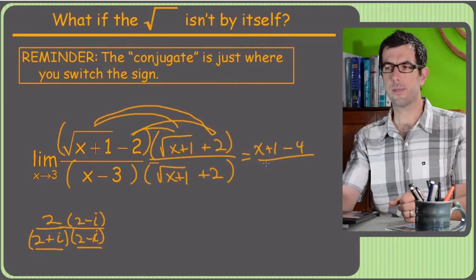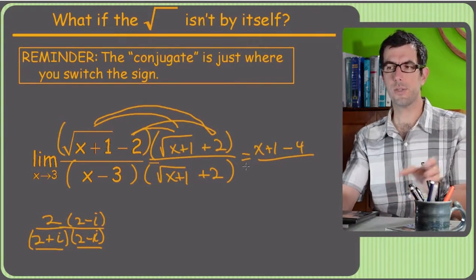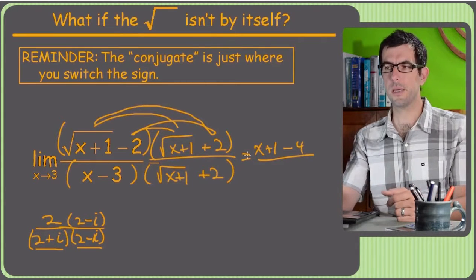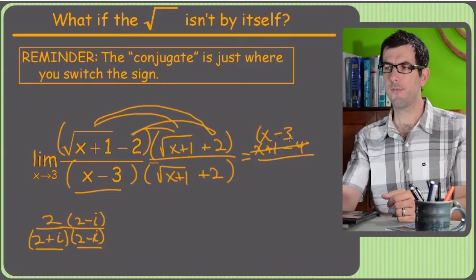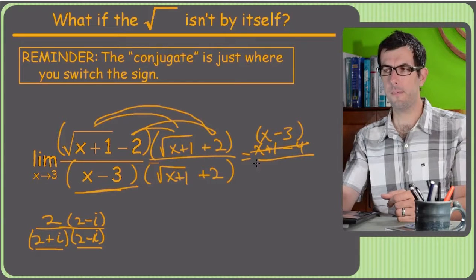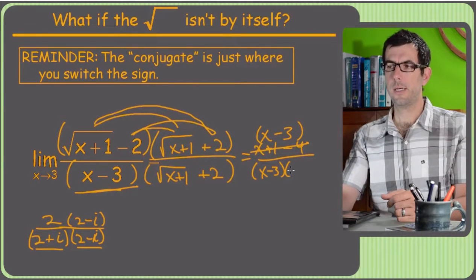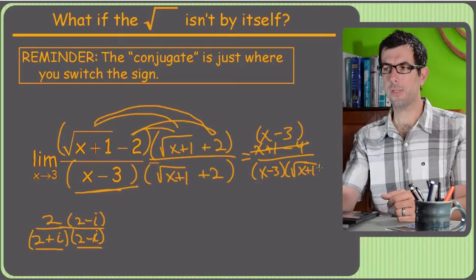And then downstairs, we're not actually going to do anything with the downstairs. You could FOIL this out, but it turns out that would be a mistake, because look what this top turned into. x plus 1 minus 4 is actually x minus 3. Ooh, and where have I seen x minus 3 before? Right here in the original problem. It's downstairs. So if I leave that x minus 3 upstairs, and then downstairs, if I don't FOIL anything, if I just leave it x minus 3 times square root of x plus 1 plus 2, now my x minus 3 is still there to be canceled out.